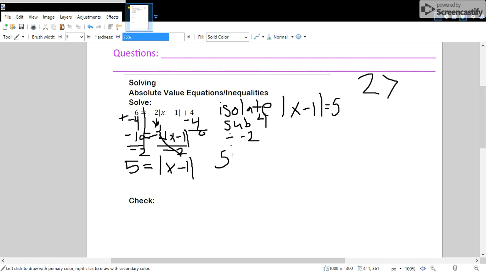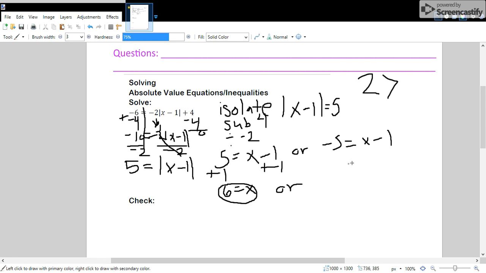We're going to have 5 equals x minus 1 or -5 equals x minus 1. So from here we have one-step equations. Add 1, add 1. 6 minus 1 is 5, and that's how you can check that. 5 plus 1 is 6. X equals 6. Or add 1, add 1. -5 plus 1 is -4. So -4 equals x.